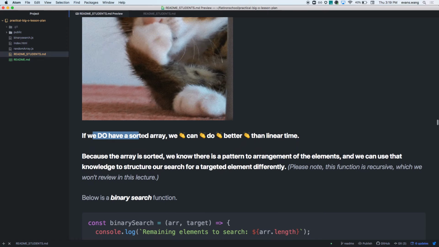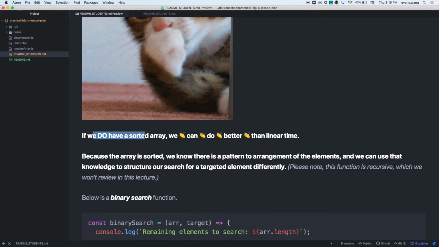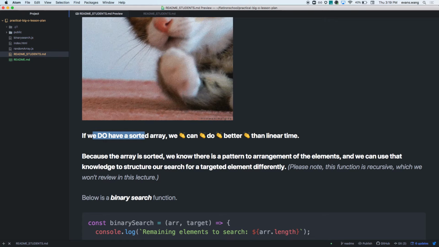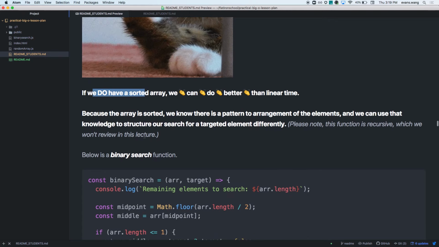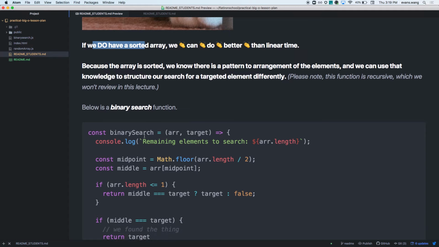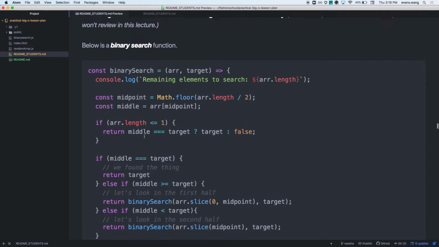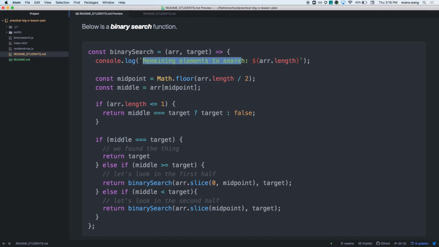But if we do have a sorted array, and Alex loves this, we can do better. Below is the binary search, and this is kind of what we talked about in terms of that dictionary. It's still going to console log how many are left. This is a recursive function. If you haven't got to recursion yet, don't worry. I may or may not give you a lecture on recursion when you get to Mod 4, but that's not really important right now.